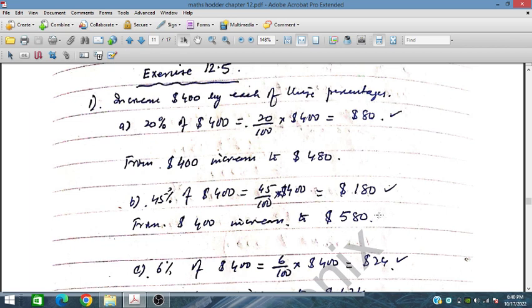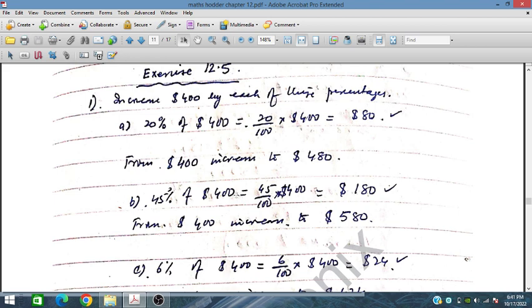Now increase $400 by each of these percentages. 20% of $400 is equal to $80. From $400 it increases to $480. So 400 to 480. Now the increased value will be $480.